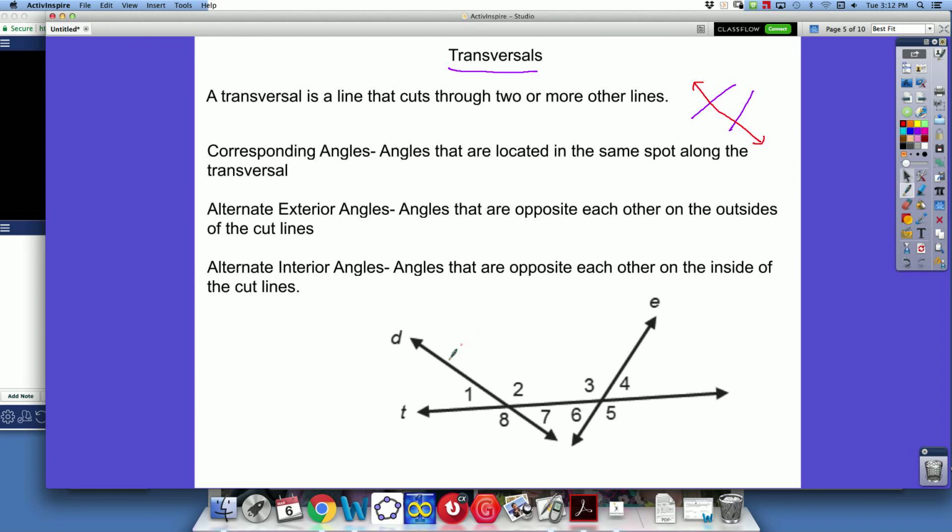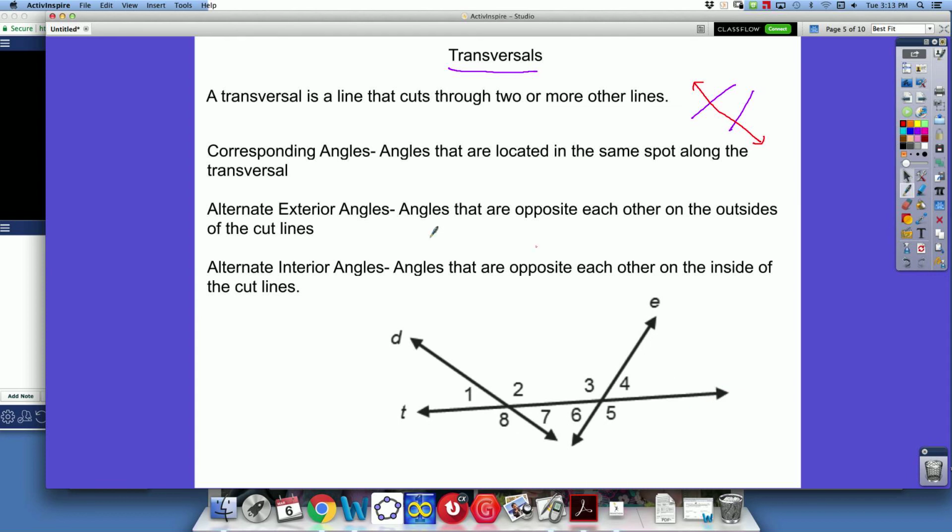So if we look down here, we're going to use this example for all of these vocab words up here. So it's going to be really important for you to draw this diagram if you need to pause the video so that you can have this in your notes to go with the vocab words. So what I have here is line D and line E, and they are cut by the transversal T.